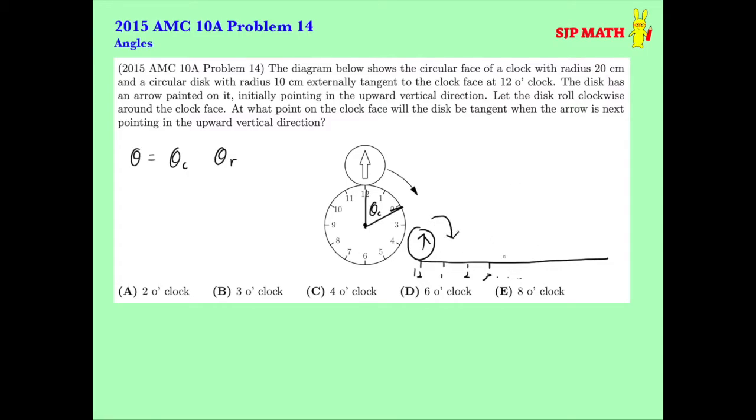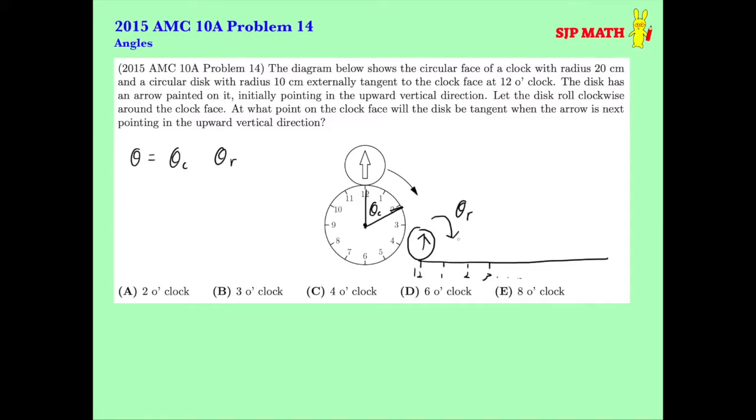So what I mean by relative to the surface of the clock is considering it as a flat surface and then looking at what angle the disc will turn by if we consider it like this. We're going to call that angle theta R. I used R because it's relative, and C because it's around the clock. We'll just try our best not to get confused.